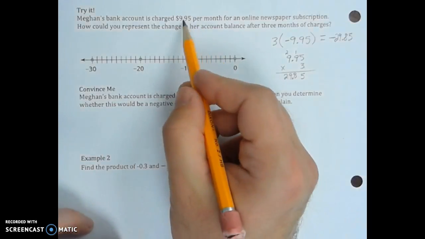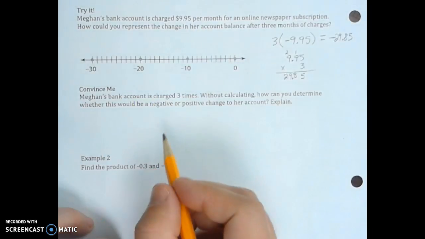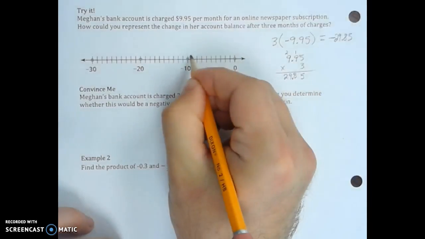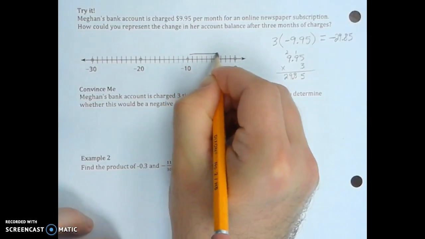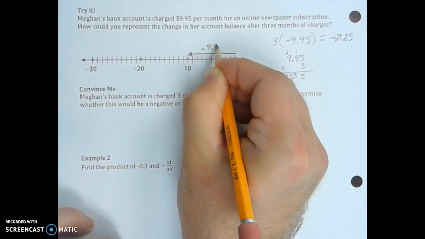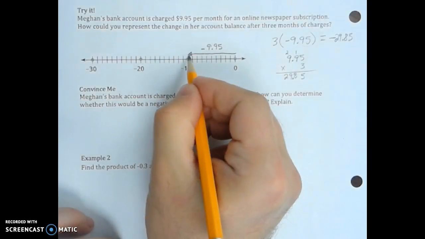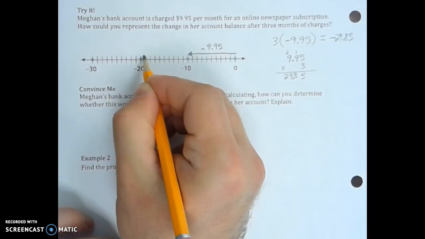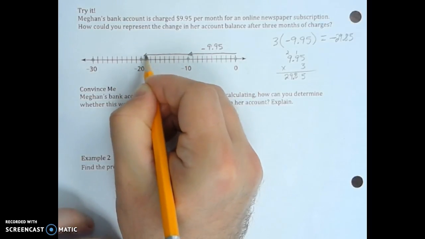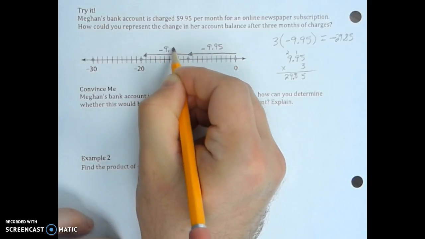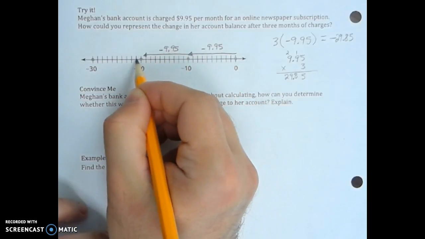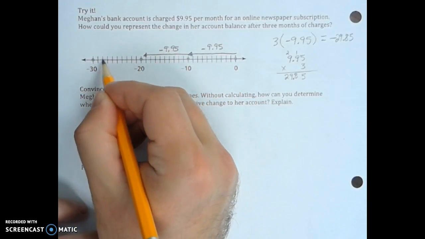3 months of a charge of $9.95, I'm going to be moving to the left. And it's not quite going to be $10 each time, so I'm going to go just a little shy of the $10. There's my first charge of $9.95. My second charge, again, is going to be just shy of the $20, so I'll get my second charge of $9.95.